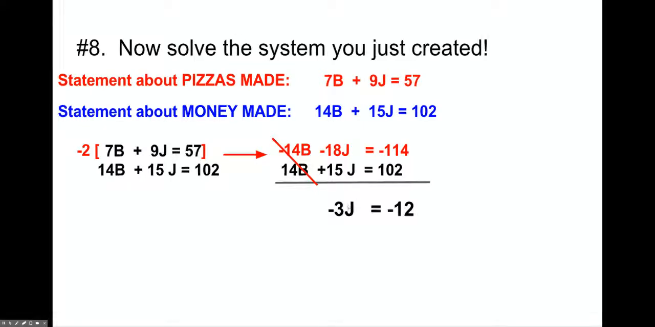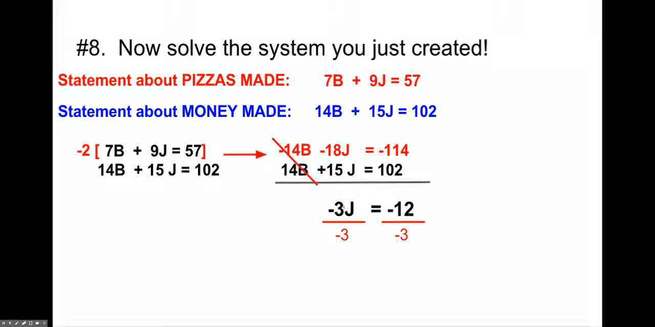J needs to be by itself. We have to solve for J. How do you get rid of this -3 that's being multiplied to the J? When they're close together like this, that means they're being multiplied. The opposite of multiplication is division. So we're going to divide by the -3. Don't forget to take the negative sign with you. Do it to both sides.